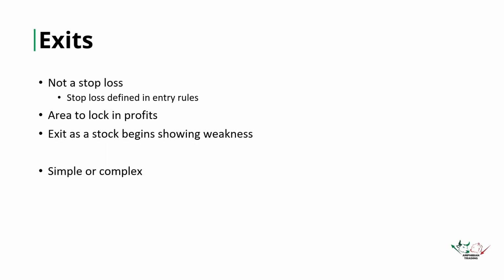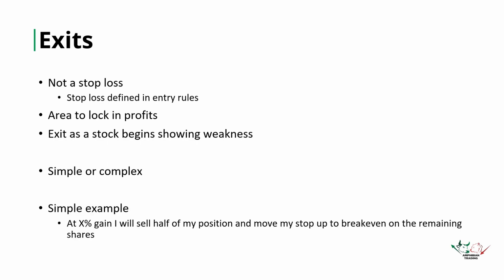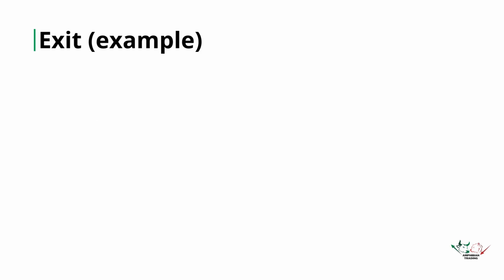For example, a simple sell rule could be at a certain percent gain, I'll sell half of my position and move my stop up to break even on my remaining shares. Or we can have something more complex, such as exiting a trade if price breaks above an upper channel line. Let's take a look at an example of what that might look like. We know what will trigger our sale, but let's define what the upper channel line is.